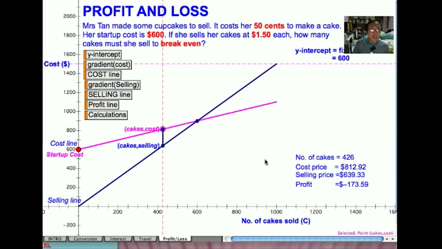This completes the lesson on application of straight line graphs. Thank you.